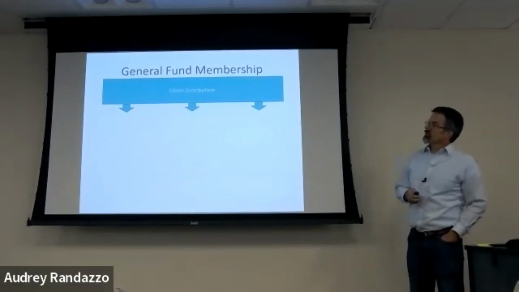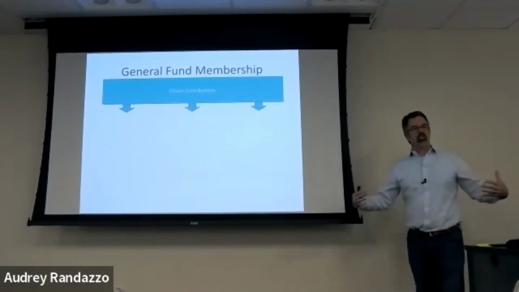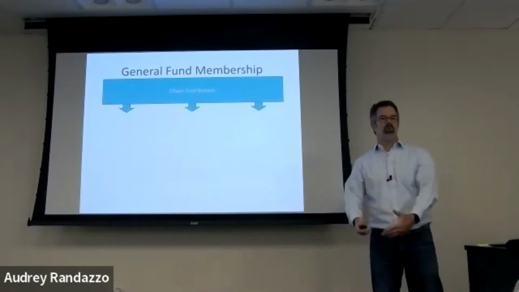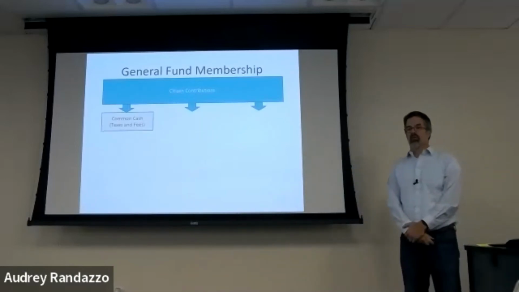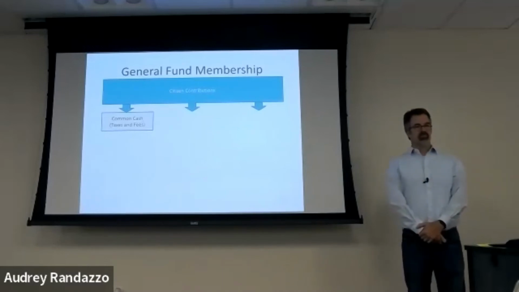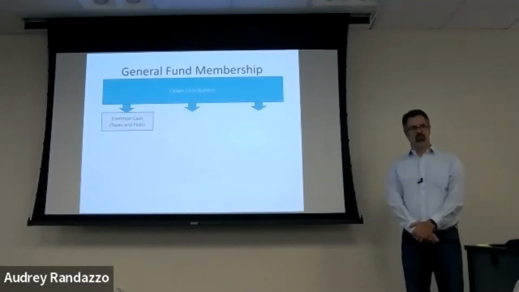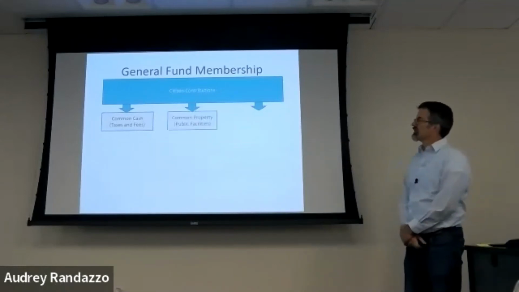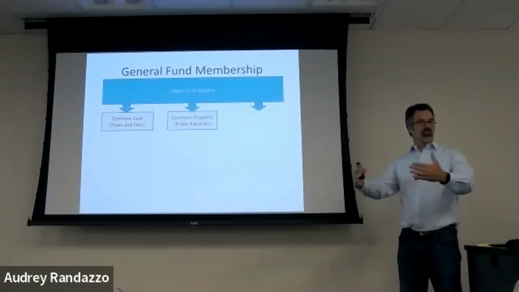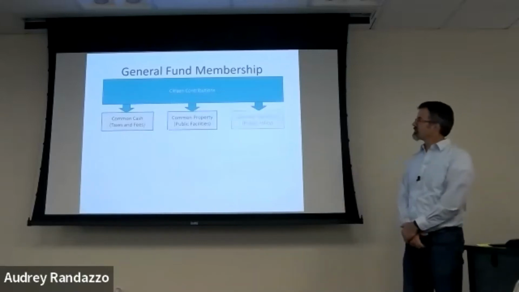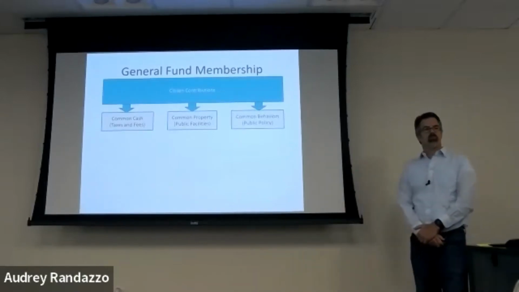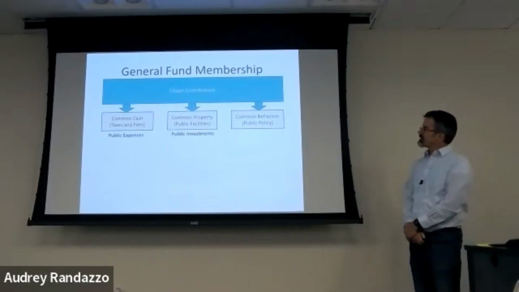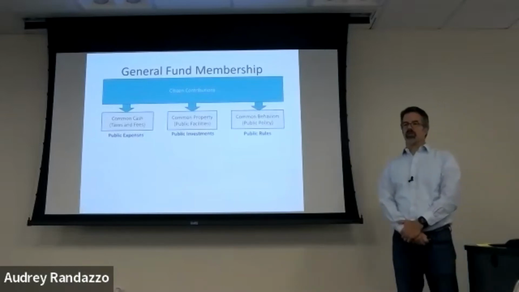Okay, so as a picture, what is actually going in? What are we agreeing to pool for common benefit? We all agree to do X so we can have Y. Well, we're doing money. Everyone ever heard of taxes? No one's heard of taxes, huh? Oh, yeah. Where do you live? Yeah, taxes, of course. Common cash, taxes and fees. Common property, we own some public facilities and trust. And we have some common behaviors for public policy. So public expenses, public investments, and public rules. These are the three components of government.